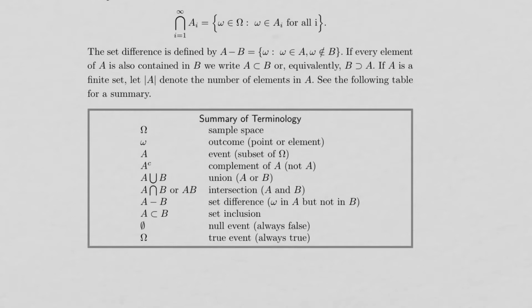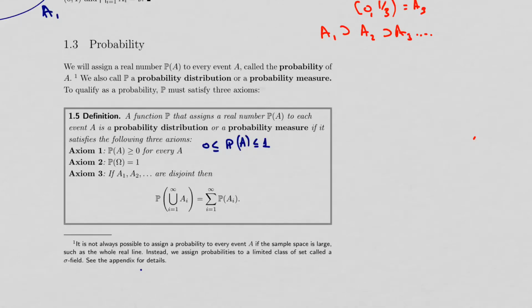Hi everyone. So last time we learned sample space, some terminologies, that is sample space and the generic element omega in sample space is an outcome, and event A and a complement of event A and the union of two sets or two events, intersection of two sets, set differences and the set inclusion and the null set, and the whole space, which is true event, null event and true event.